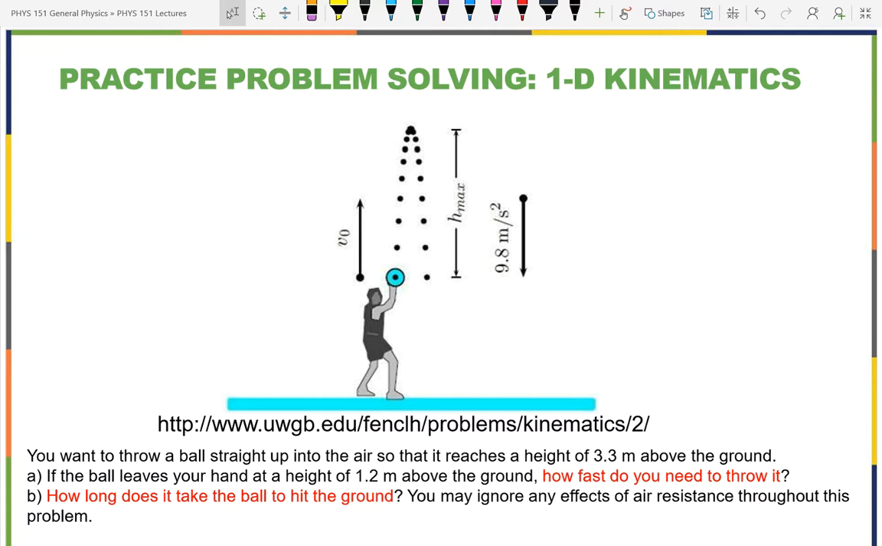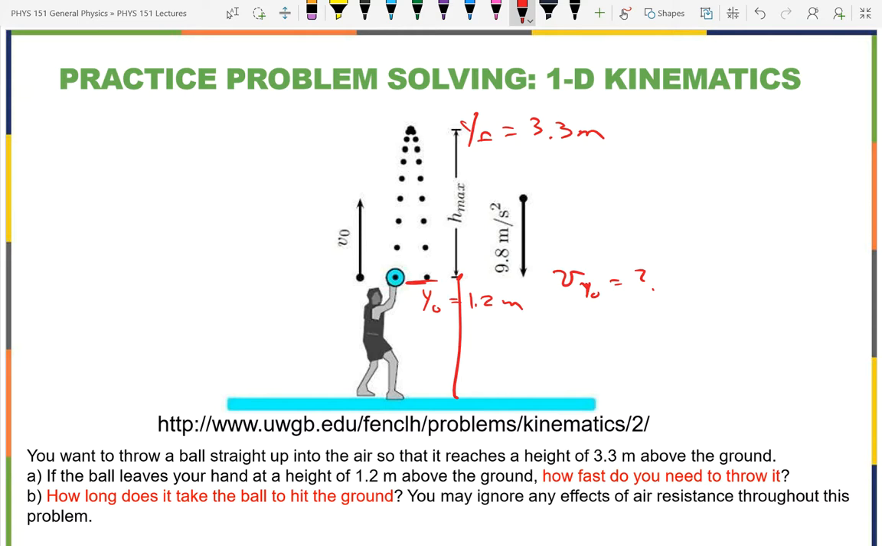Okay, write down the key things. So I have here a picture already so I can save myself some time. My y initial, it says 1.2 meters, so I'm going to put 1.2 meters. And it reaches a height of 3.3 meters above the ground. This picture doesn't show it from the ground, so I better put it like that. My y final equals 3.3 meters. The acceleration is already shown in the figure. I want to find Vy initial.